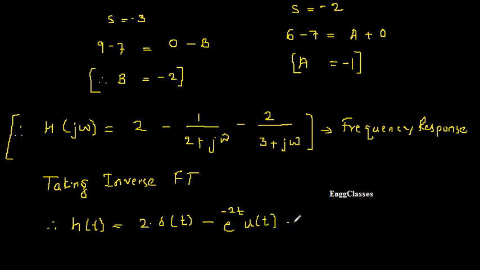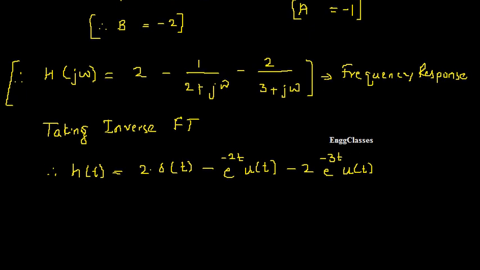Similarly for the third term, 2 is the constant, I will write it. I'll take it as 1 divided by 3 plus j omega. In place of a, I have 3. I'm going to get e to the power minus 3t u of t. So this is finally, I would say, the impulse response.